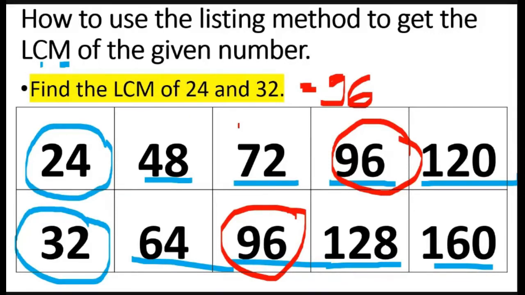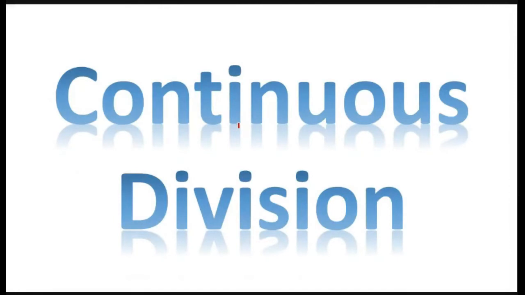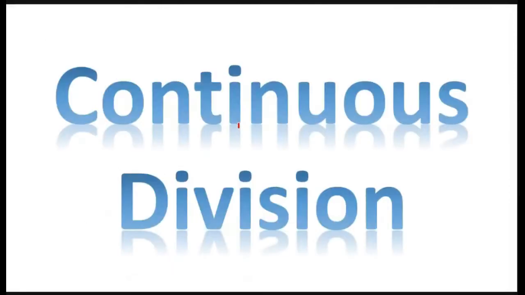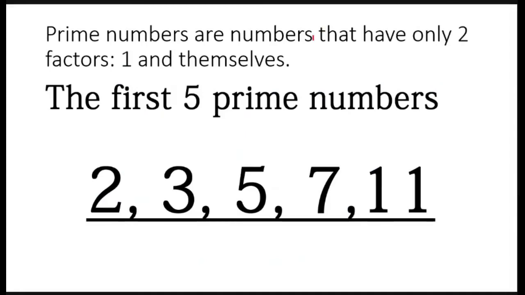Now, I will show you how to compute or solve using continuous division with the same given. Now, let's have first. You need first to identify what are those prime numbers. Pag sinabi nating prime numbers, these are numbers that have only two factors. Two factors. Yes, two factors. What are those factors? Yung 1, tsaka yung number or themselves.